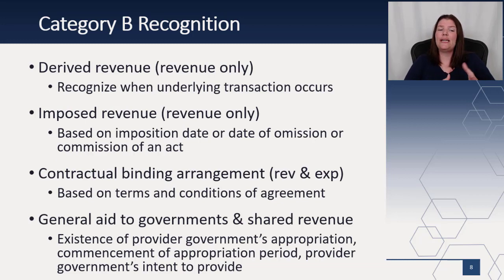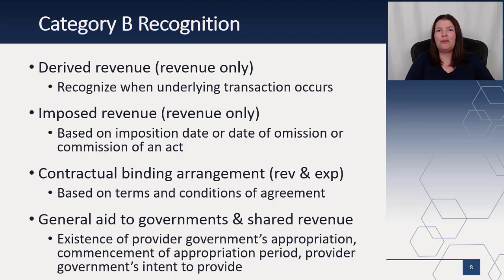And here, you'll see we have that derived and imposed revenue, sort of reminiscent of the old non-exchange Statement 33 transactions. But you'll notice that the next 2, or actually 3, because general aid and shared revenue are actually different, they're just lumped together here, are different. In the first 2, derived revenue and imposed revenue are revenue-only items. Contractual binding arrangements and general aid and shared revenue are going to have both. So a little bit of a nuance here.